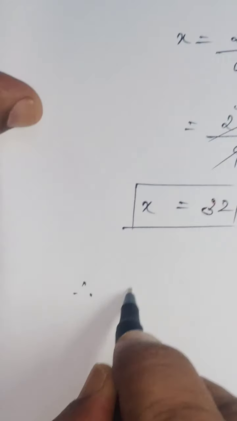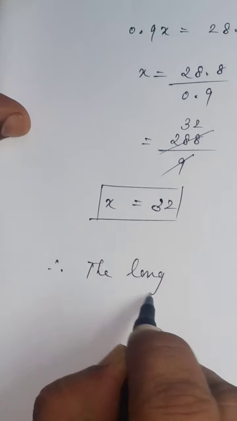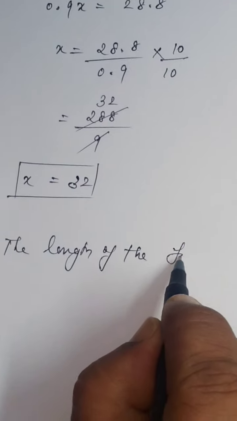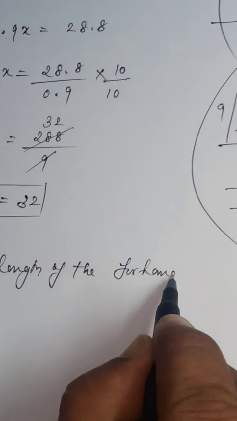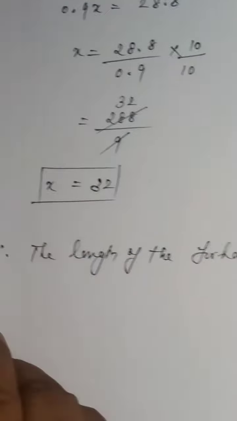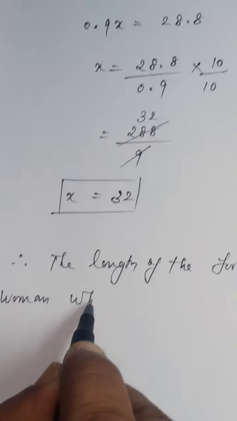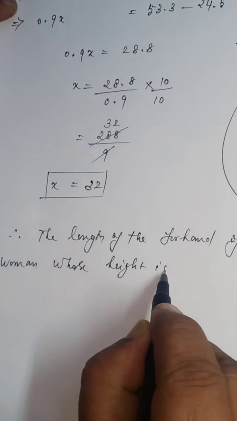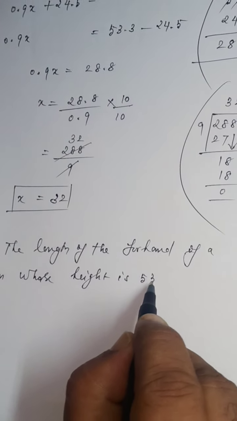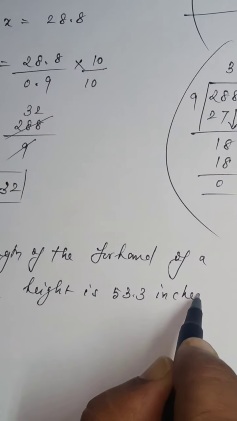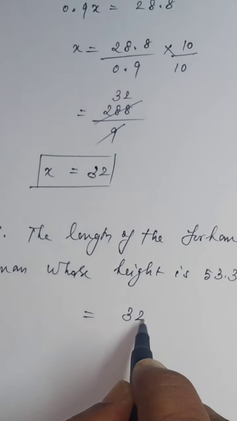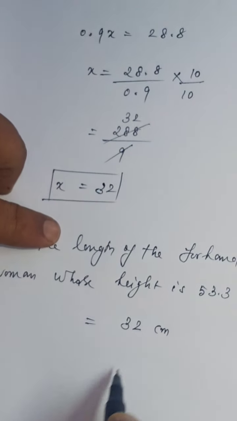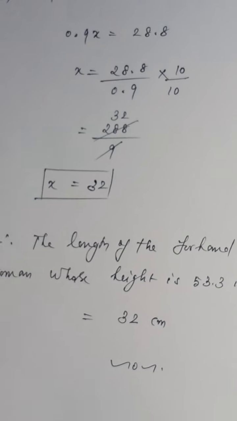Therefore, finally you have to write the result. The length of the forehand of a woman whose height is, what's the height given? 53.3 inches equals 32. The length of the forehand unit is centimeter. We have got 32 centimeters. So problem number 10 is over.